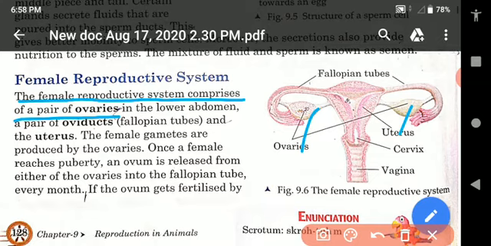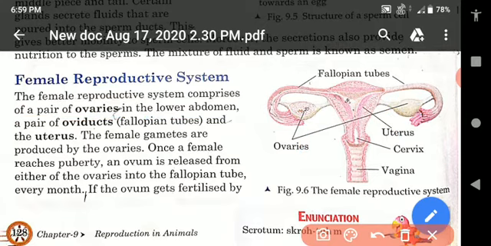There are two ovaries that are present on the right side and the left side of the lower abdomen. Lower abdomen means the abdomen that is present below the umbilical region. Understood? So there are two ovaries present over there.